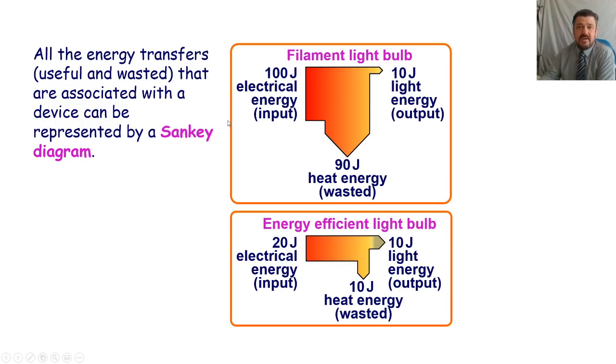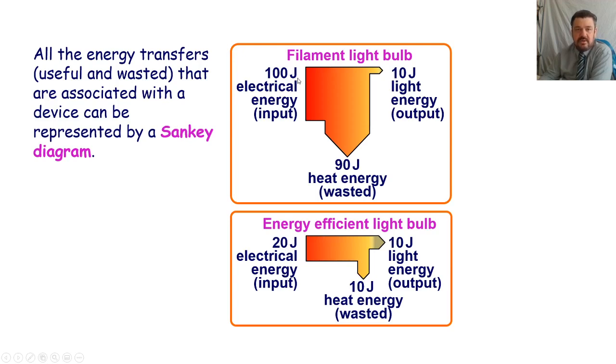Now we can express that in what we call a Sankey diagram. All the energy transfers, useful and wasted, that are associated with the device can be represented by one of these diagrams. Here we've got an example of the two bulbs from the earlier slide. So we've got the filament bulb, we've got 100 joules of energy input, 90 joules of energy wasted, 10 joules of energy useful. And the energy efficient bulb, we've got 20 joules of energy input, 10 joules of energy wasted, 10 joules of energy that's useful.